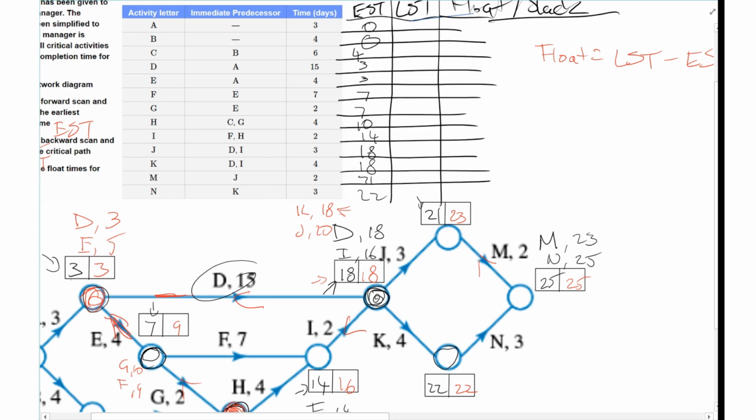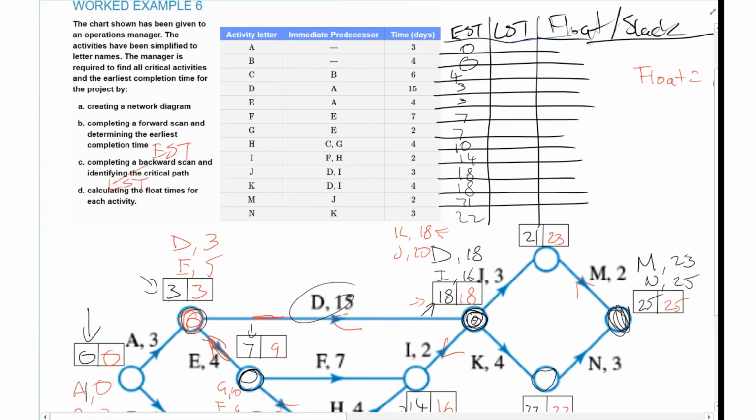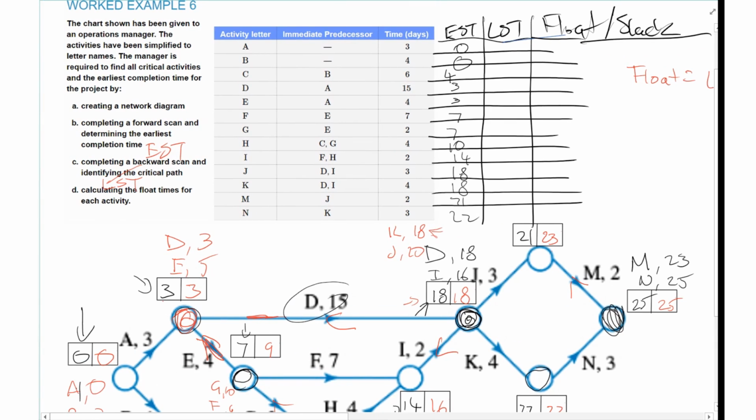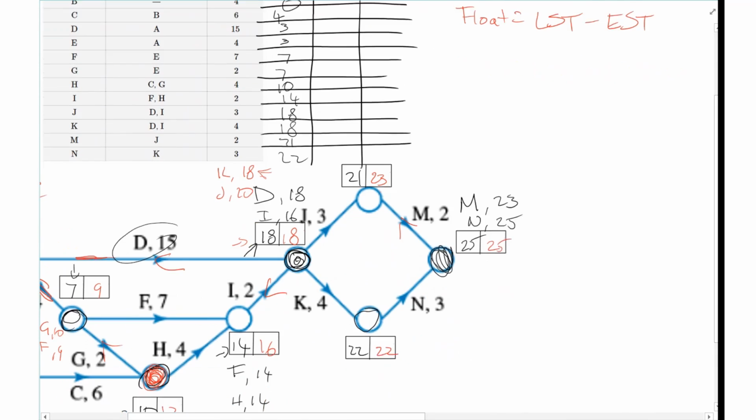Okay. When we do this part of the analysis, we don't actually have to worry about this 25 here. That's the earliest completion time part, so that would have been 25. Okay. So let's start in back.